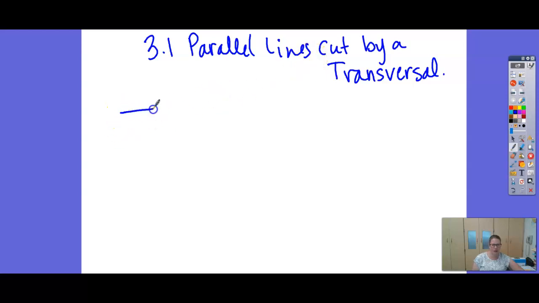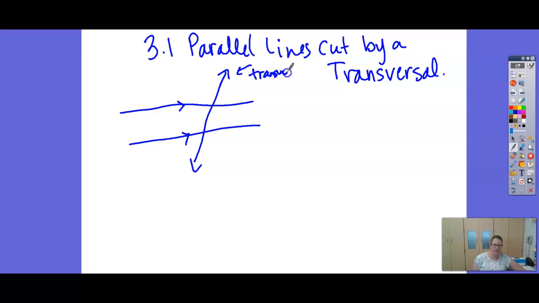So remember, parallel lines are just two lines that are going to have the same slope. They're going to be the same distance apart. They're never going to touch or cross, right? And then a transversal is just a line that cuts across other lines. Okay, so that's the transversal.